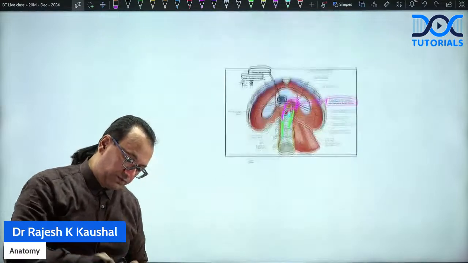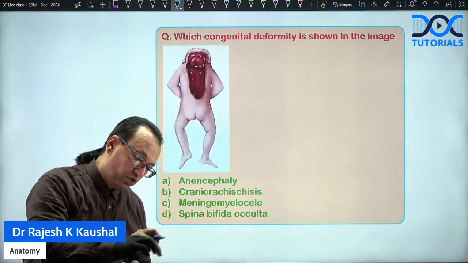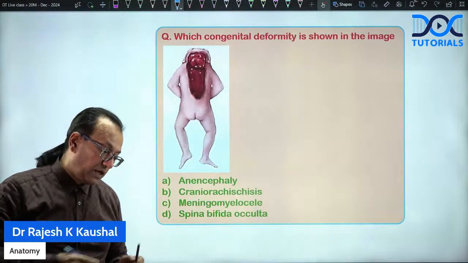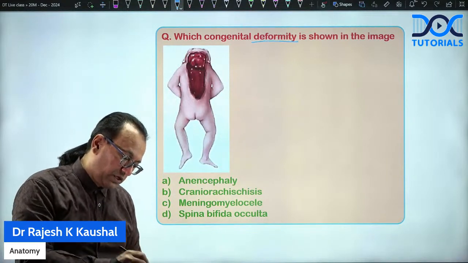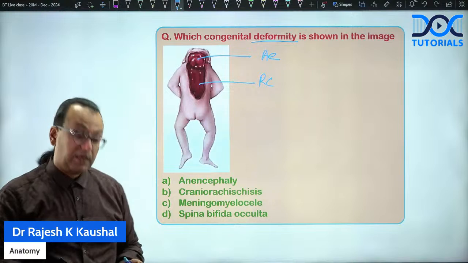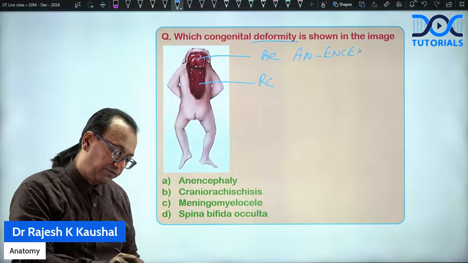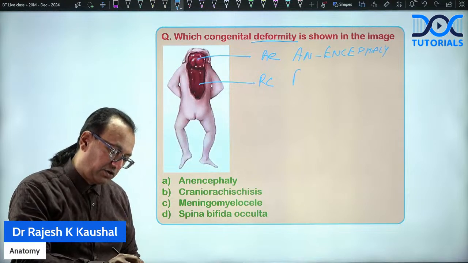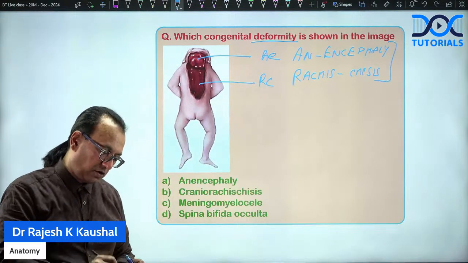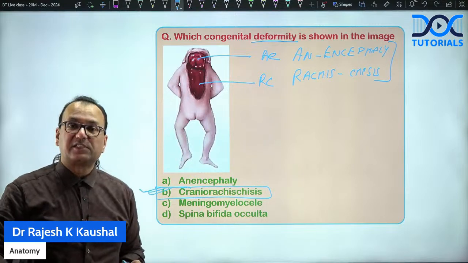Then as you move further, you will see this question. What is your answer? I think you would already have marked it correctly, and it is asking which congenital deformity is shown. So there is anencephaly and the rachis. Anencephaly, and then there is rachis. Now what is this together? Together this is called cranio-rachis. Yes, B is the answer, that is correct.